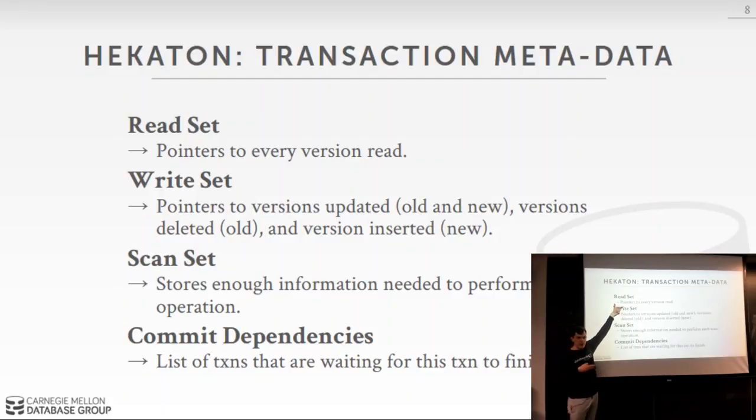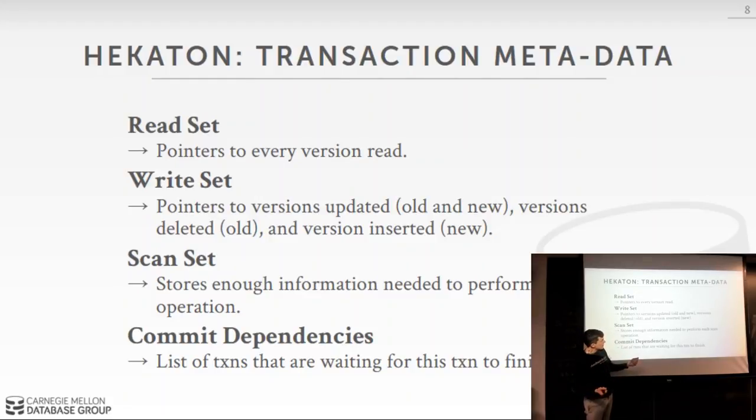The read set is basically, for every single tuple that I read, think of the physical version that's visible to me. I don't care if I go along the chain and read a bunch of versions that are not visible to me. It's the one I land on that would actually be exposed to the application. I need to record a pointer to that version in my read set. The write set, you need to maintain pointers to different versions based on what you did.